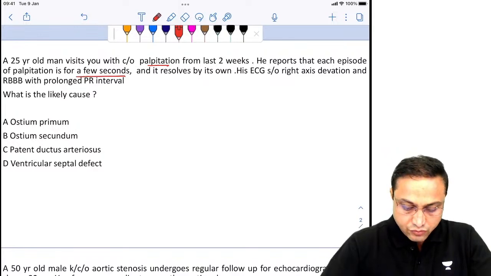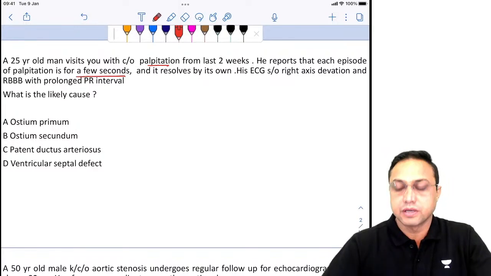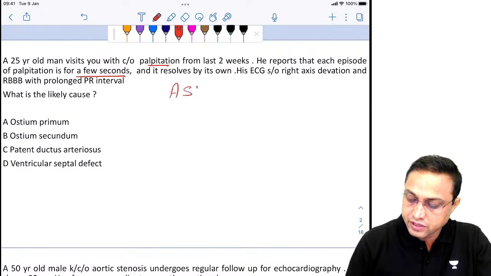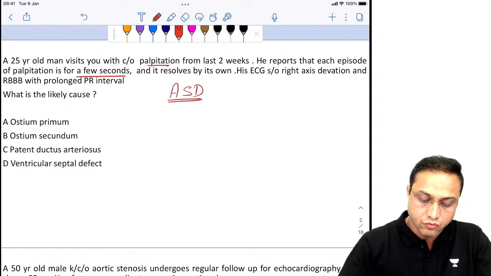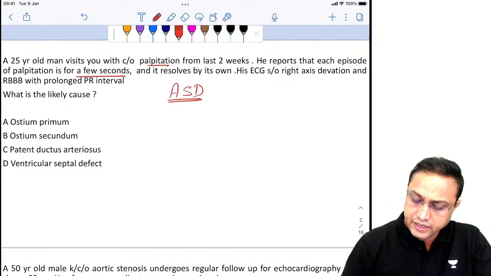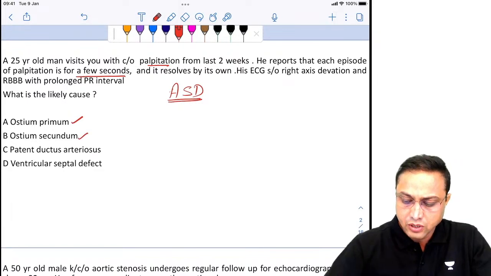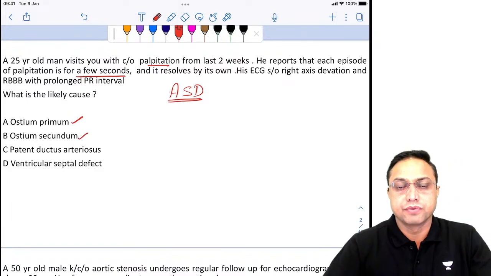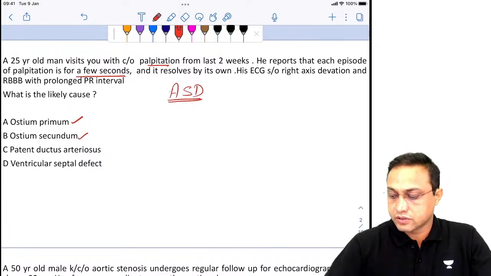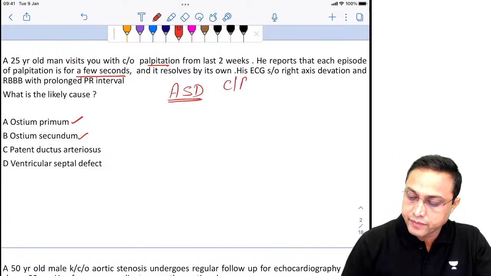First of all, we have to understand what this patient is having. Basically, this patient is having atrial septal defect. When we talk about the atrial septal defect, there are two types: the patient can have ostium primum or ostium secundum. We have to understand this. Now, what are the clinical features of the ASD? Let's quickly revise them.